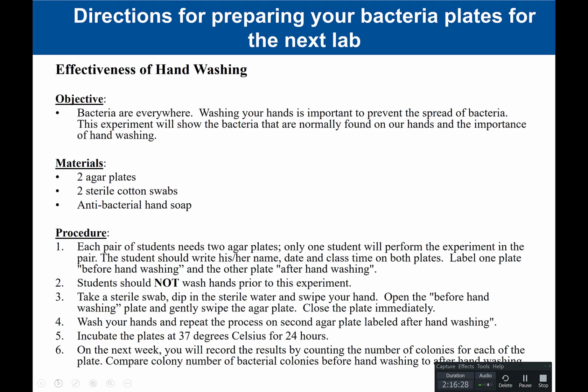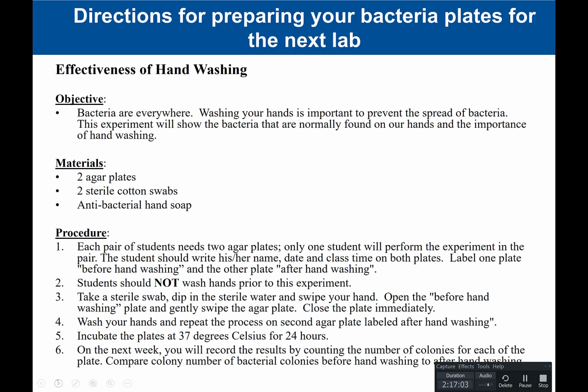So the way that this experiment would have been done is you would get 2 plates. One person would do this experiment, so you would do this in pairs. You would have a bottle of sterile water, and you would take your sterile swab and dip it in the water. And then you're going to take that swab and swab your hand. Now, a couple things to keep in mind when you're doing this.